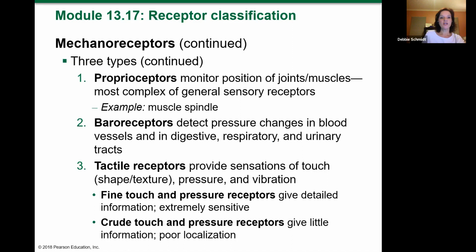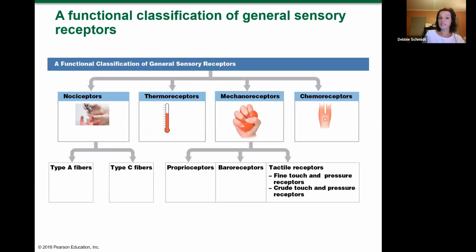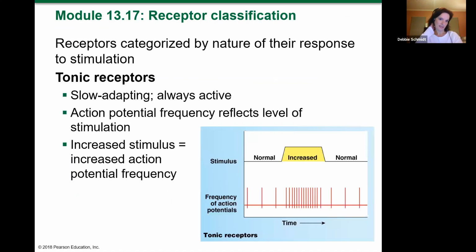So know your receptors. We have nociceptors, pain; thermoreceptors, temperature; mechanoreceptors, they need some kind of distortion; and chemoreceptors. And then there's subtypes underneath.